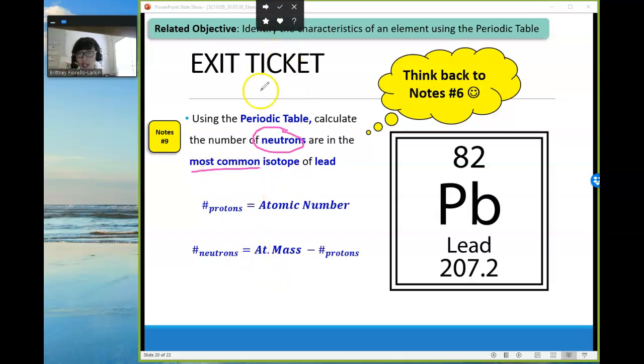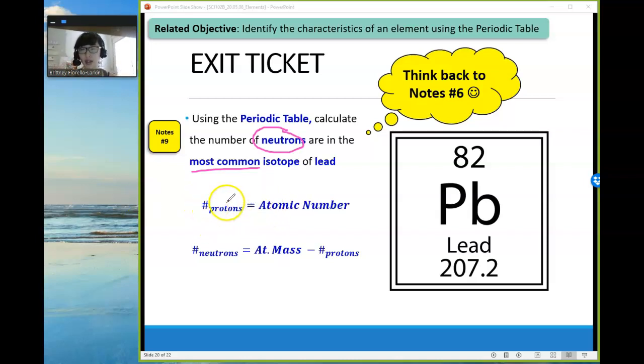All right, the most common isotope of lead, remember, is going to be related to the atomic mass. You're going to round the atomic mass to its closest whole number. So remember, if the decimal is 1, 2, 3, 4, you round down. If it's 5, 6, 7, 8, 9, you round up. Okay, so here we go.